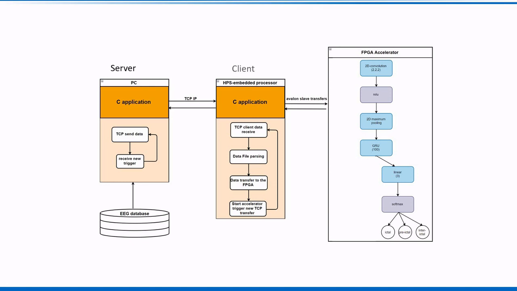The PC has a server and the HPS has a client. The client triggers the server for a new chunk of data, parses the data it receives, and transfers it to the accelerator before starting it and sending a new trigger to the PC until the entire dataset has been covered.